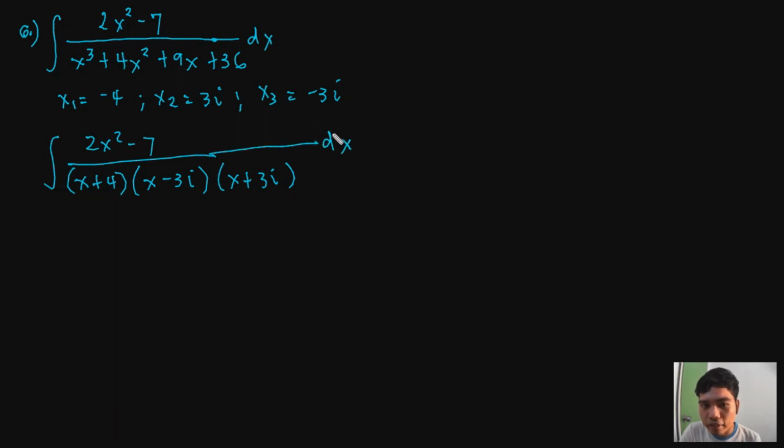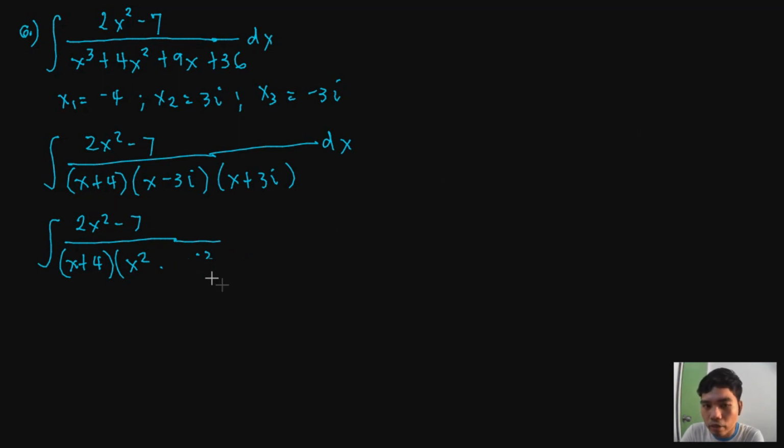Sir, why is there a 3i there? Wait, we're not done yet. Of course, with a result like this, we can't have unreal, complex factors, because we're dealing with real numbers here. So we have 2x squared minus 7, and then multiply. No problem, we just multiply. That is x plus 4. And multiplying x minus 3i and x plus 3i, we have x squared, minus 3xi, plus 3xi. This becomes the sum and difference of binomials, so that is minus 9i squared, which becomes 9 times negative 1, which is plus 9.